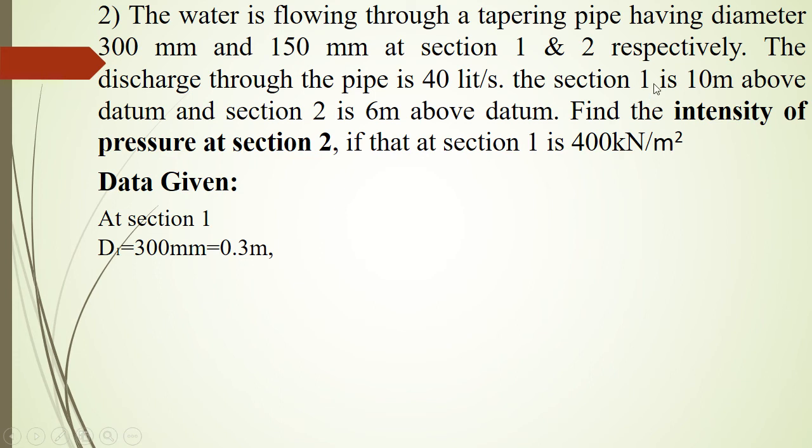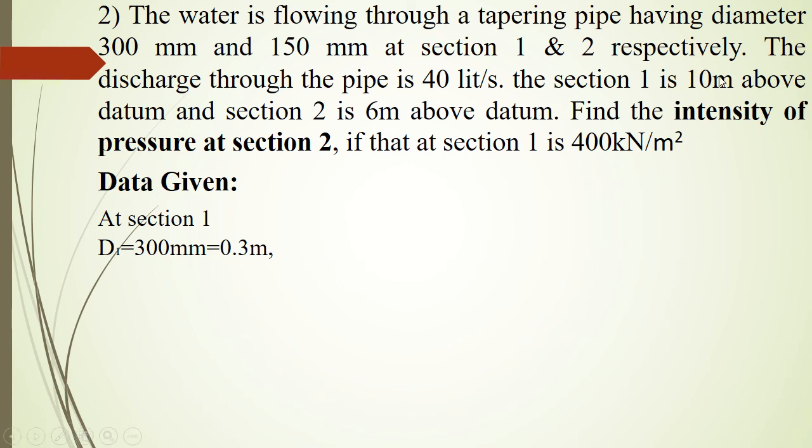Okay, the section 1 is 10 meter above the datum. Okay, so he has given the datum part. Okay, that means the section 1 is 10 meter above, that is nothing but Z1 is given, right? And section 2 is 6 meter above the datum. So Z2 is also given as 6 meter.